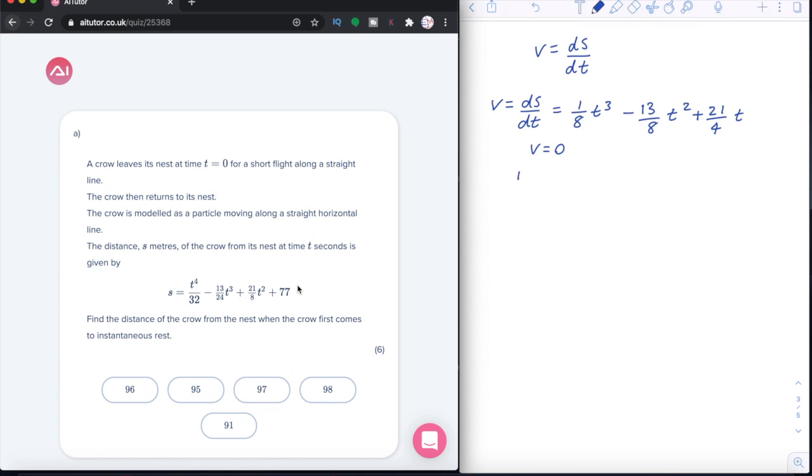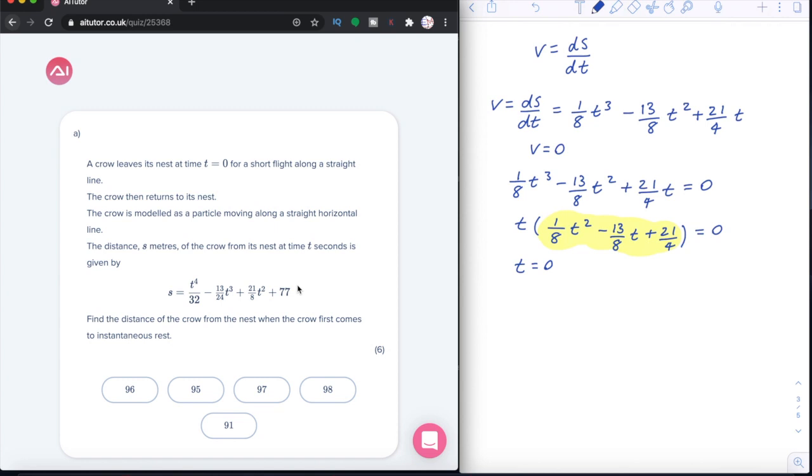So this means we get 1/8 t cubed minus 13/8 t squared plus 21 over 4 t equals 0. We know there's a common factor of t here, so we can just factorise out t. We get 1/8 t squared minus 13 over 8 multiplied by t plus 21 over 4 equals 0. So if we divide everything through by this expression, we're just going to be left with t equals 0. Well, we know when t is 0, that's the time at which the crow leaves the nest. So we can't use that for our time.